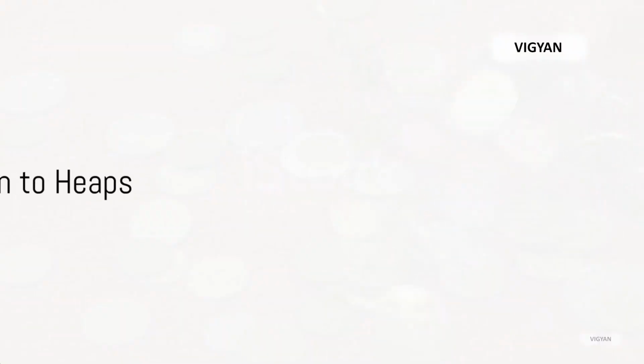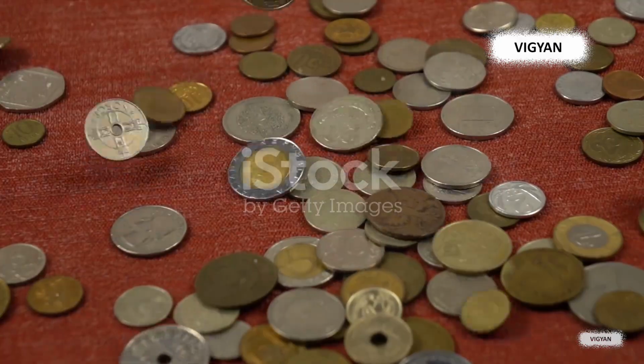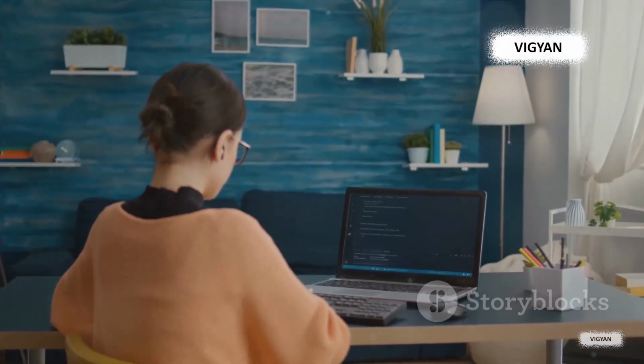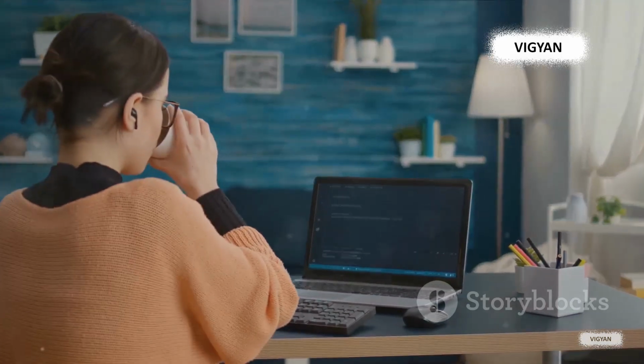Have you ever wondered how computer programs efficiently manage and organize large amounts of data? Today we're going to explore the world of heaps, a fundamental concept in computer science that's all about data organization.